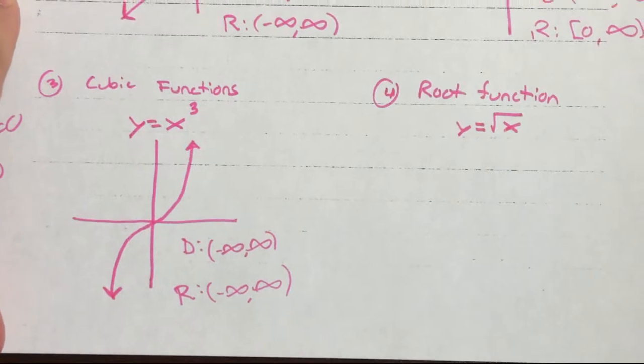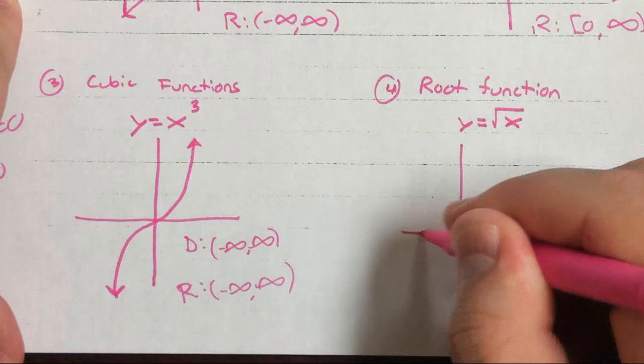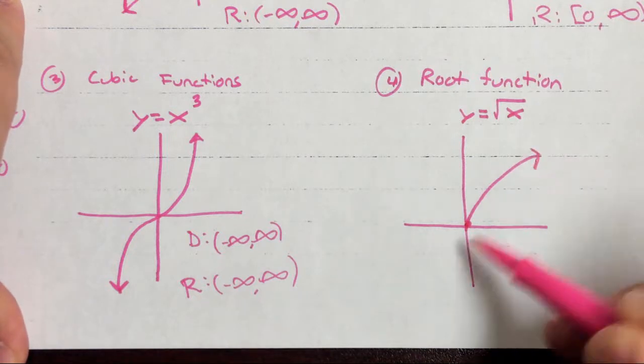So the root function, y equals square root of x. This one starts at 0, 0, and then jumps out like that.